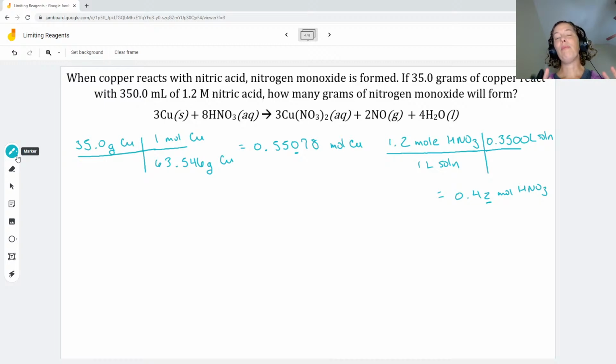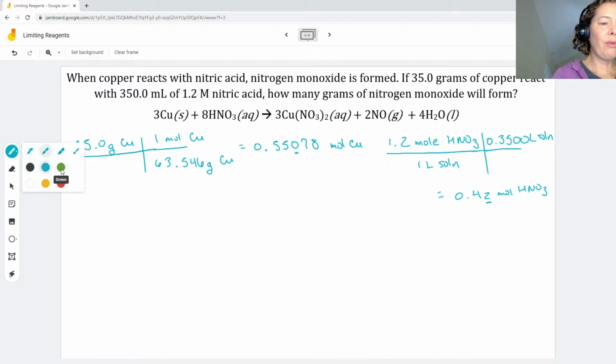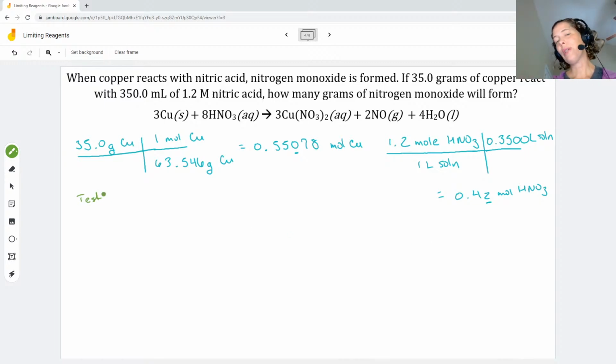Now that I have moles of both of my reactants, I'm going to run my tests. So let me switch back over to the green. So here are my tests. Again, I'm going to run both, but you really only need to run one. So let's start with my moles of copper. So I have 0.55078 moles of copper.